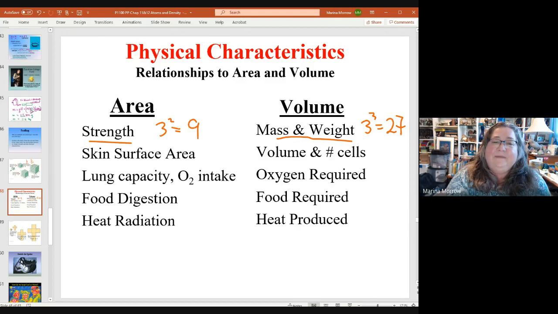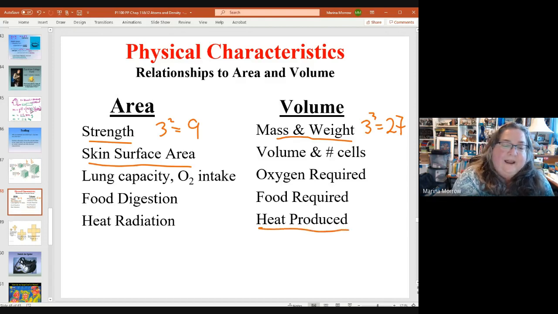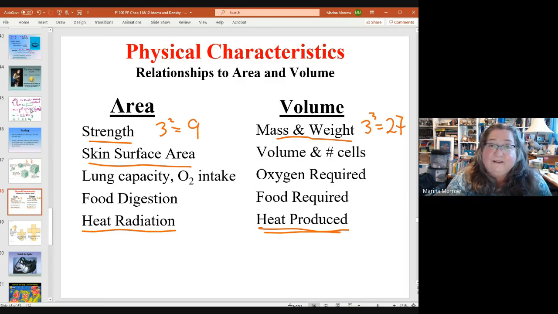Okay, now another thing that's important is the skin surface area. That also goes up as area. And the thing is that skin surface area helps you to get rid of heat. So heat radiation is part of your skin surface area. But the heat produced depends on your weight and your mass, because all those cells need to metabolize energy. So what happens is that you have a lot more heat that's produced.